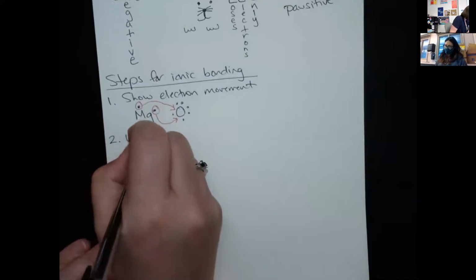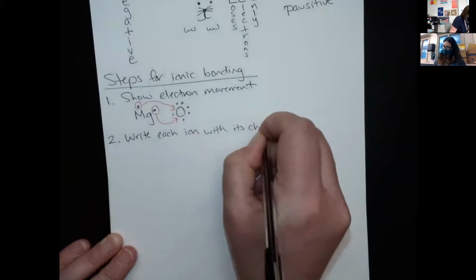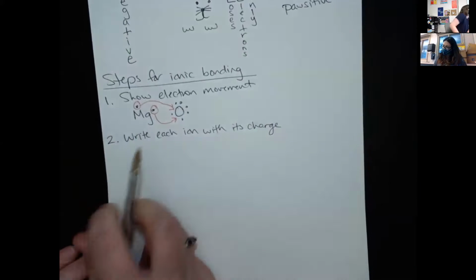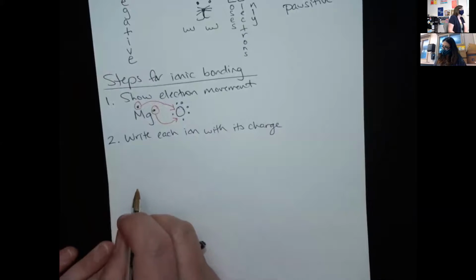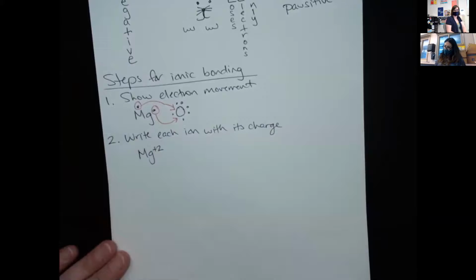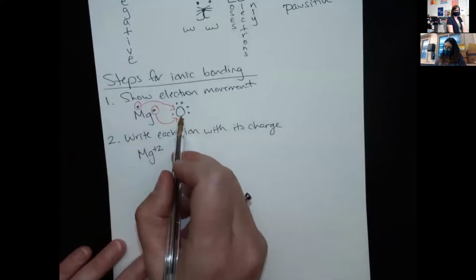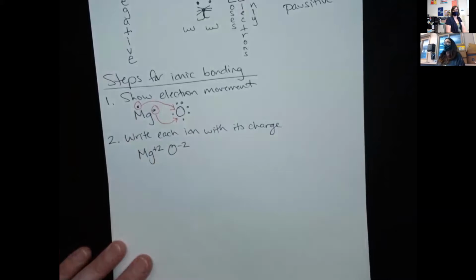So the second step is to write each ion with its charge. So when magnesium loses 2 electrons, what is its charge? Positive what? Positive 2. When you lose 2, you become positive 2. If you lose 7, you'd be positive 7, but that doesn't happen. The most you can lose is 4. Most you can gain is 4 as well. Okay, oxygen, it gains 2 electrons. So what is its charge? Negative 2. It got 2 extra negative electrons, so it has a charge of negative 2.